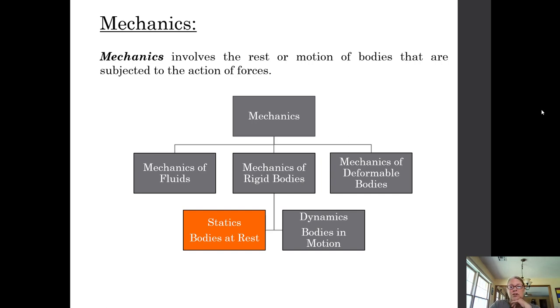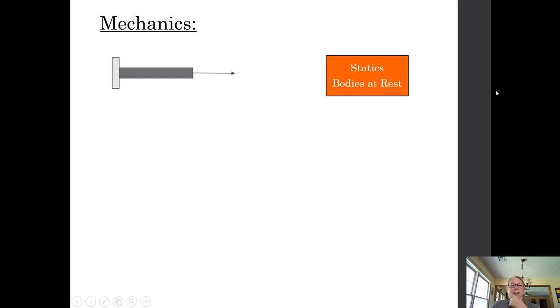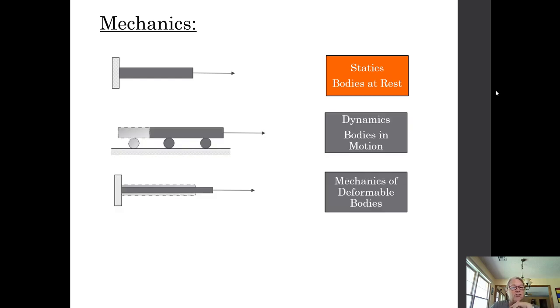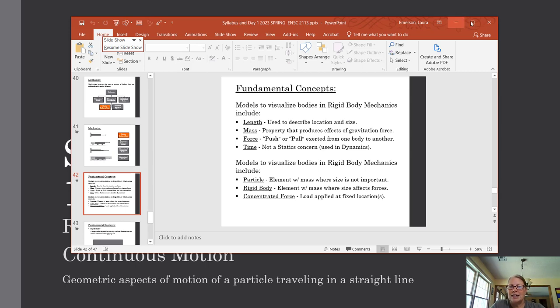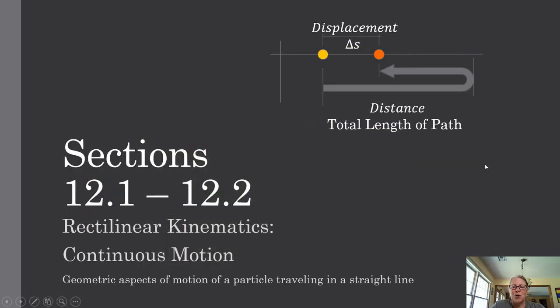So if we are looking through a slide of how that looks, again, this slide should look familiar. We can consider it to be a particle. We're either at rest or we are in motion. That wagon could just be a particle moving. In strengths, you start looking at that deformation. There's also the mechanics of fluids, and many of you might be taking fluids now or next semester. So I'm going to escape out of that, and we're going to go back now and start with sections 12.1 and 12.2.